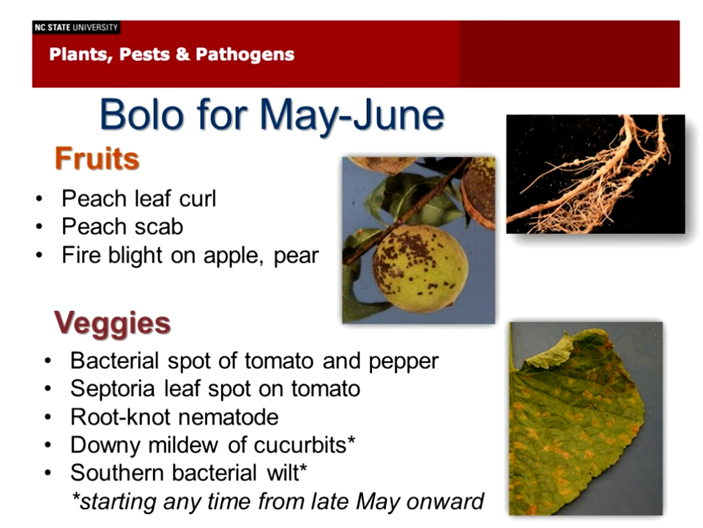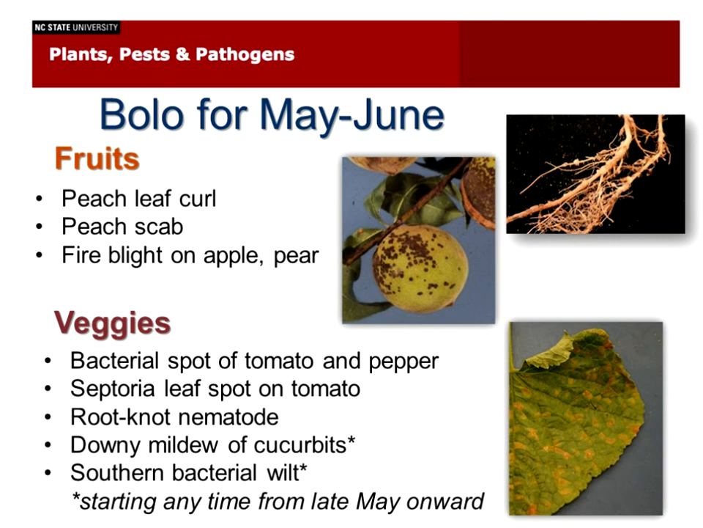We'll be talking about veggies more in our June program. Root knot nematode, keep an eye on your cucurbits, your beans, maybe later on the tomatoes, beets as well as possible hosts for root knot nematode. And then starting, not yet, but from late May onward, we want to be aware of downy mildew of cucurbits moving in and southern bacterial wilts.